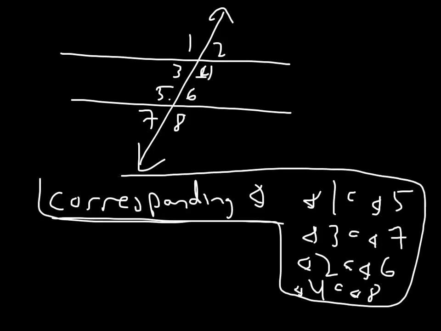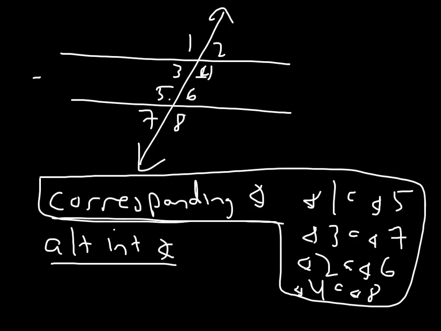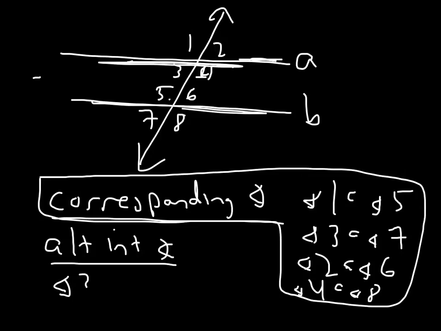Separate from corresponding angles, we have alternate interior angles. Since they're interior angles, they're angles that are inside the two lines. So if we have line A and line B, they have to be inside those lines. So those interior angles are 3, 4, 5, and 6. The alternate interior angles are 3 and 6. Think the top left, the bottom right, and then the other ones would be 4 and 5.